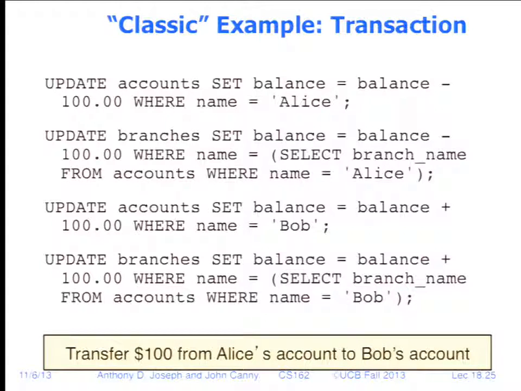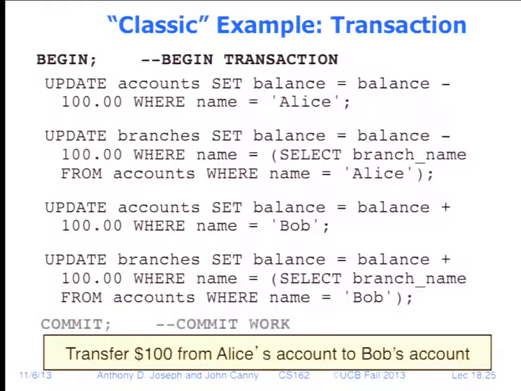So for consistency with this transaction, we have to update all of these four fields in these two tables. All right, the net effect is to transfer $100 from Alice's account to Bob's account. Also transferring $100 from Alice's branch to Bob's branch.